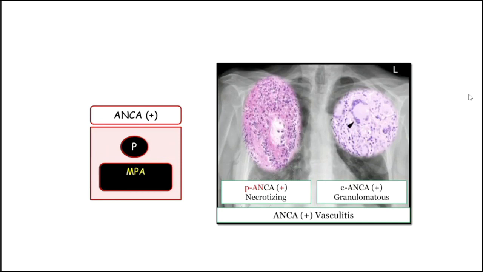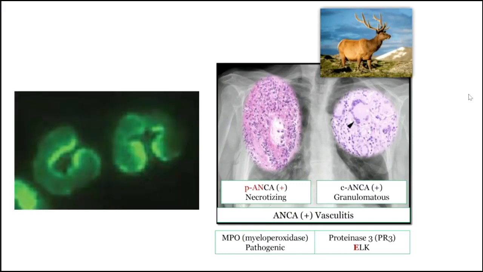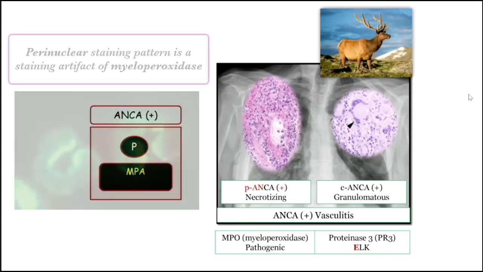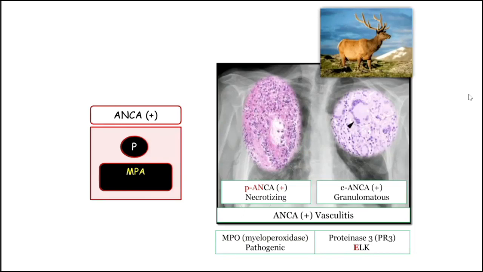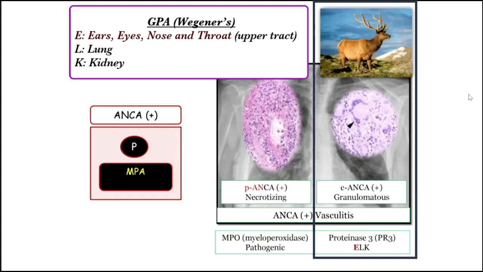They're both ANCA positive, one's P-ANCA, one's C-ANCA. Key thing, they won't ask this, but you do need to understand that the P, perinuclear, refers to myeloperoxidase. And the perinuclear just has to do with the negative charge, how myeloperoxidase lines up with the nucleus. It's a staining artifact. But the ANCA of myeloperoxidase is pathogenic in MPA, microscopic polyangiitis, whereas the C-ANCA in Wegener's is not pathogenic. Proteinase 3, ELK, lung, kidney.